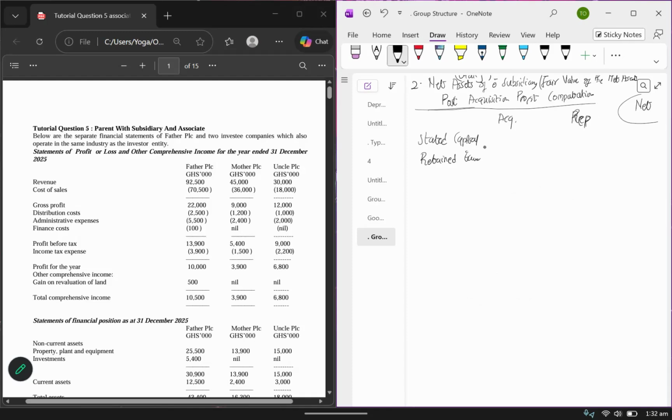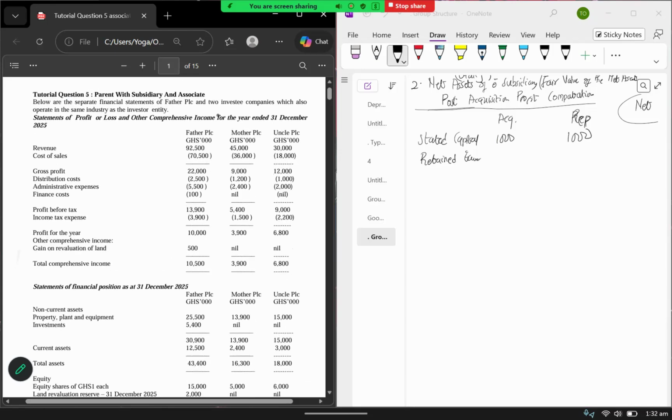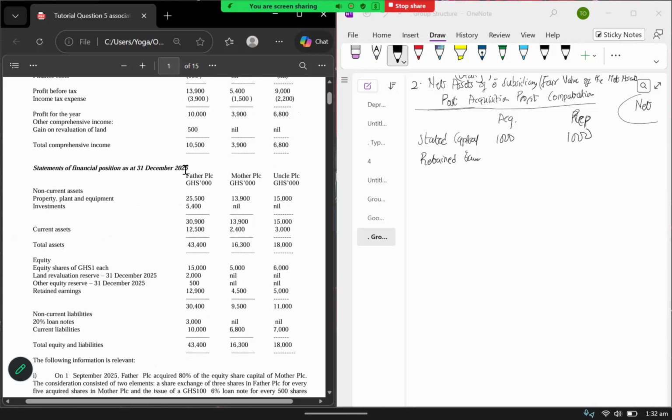Okay, so you bring the stated capital, and normally the stated capital doesn't change. So let's say if you're having 1,000 at acquisition, you might be having 1,000 at reporting as well. And then the retained earnings, depending on the question, normally the question gives us what? The retained earnings at the end, as in at the reporting date, because this financial statement, for example, is at reporting. So what they give us, 31st December 2025, and then the retained earnings here are what?